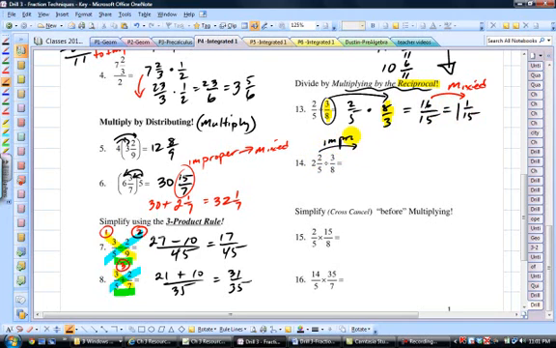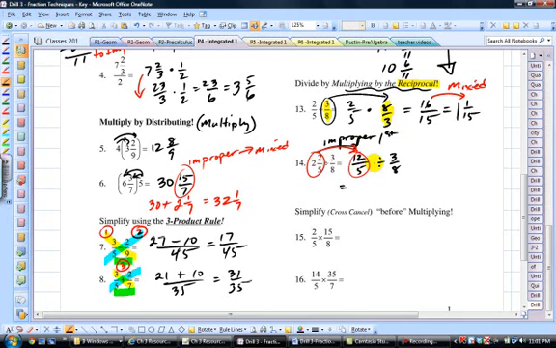Or excuse me, when it's mixed, change to improper. So you want to go improper here before you multiply by the reciprocal, so improper first. So 5 times 2 is 10, plus 2 is 12, so you're going to have 12/5 divided by 3/8. At this point, you want to multiply by the reciprocal. So pause the video and finish up.